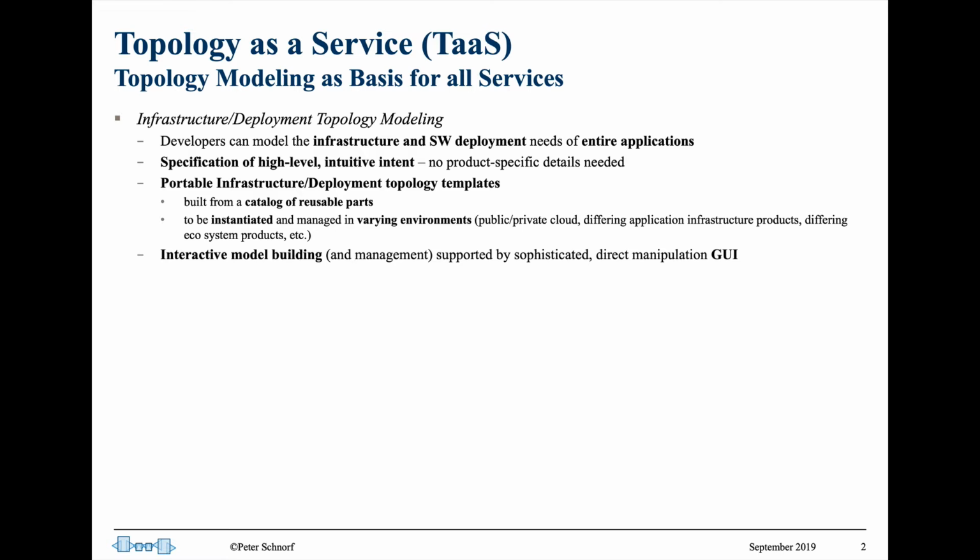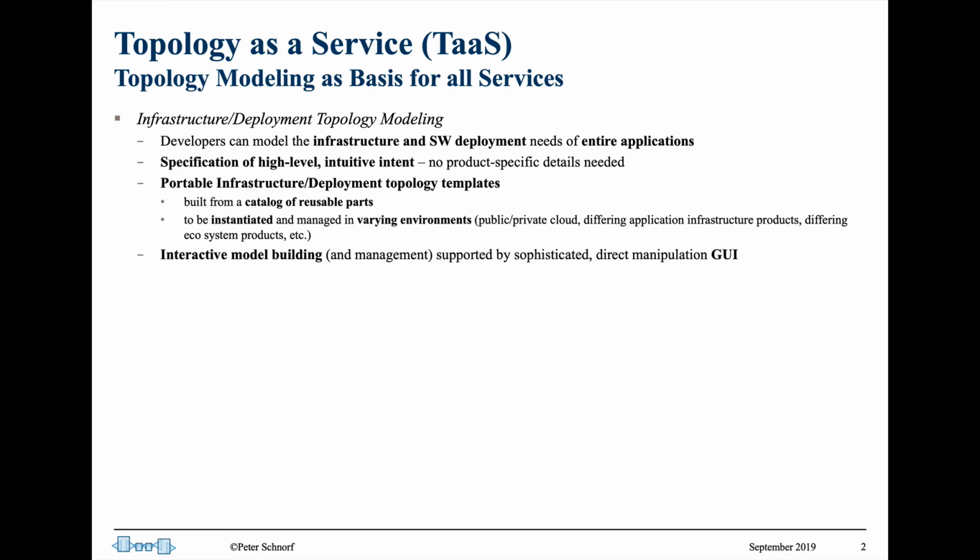In a typical process, topology model templates are specified first by building them up using a catalog of reusable third-party or in-house created parts. Later, these templates are instantiated, managed, and deleted again any number of times and under varying circumstances. True portability is achieved by avoiding environment, product and version-specific details in the models.